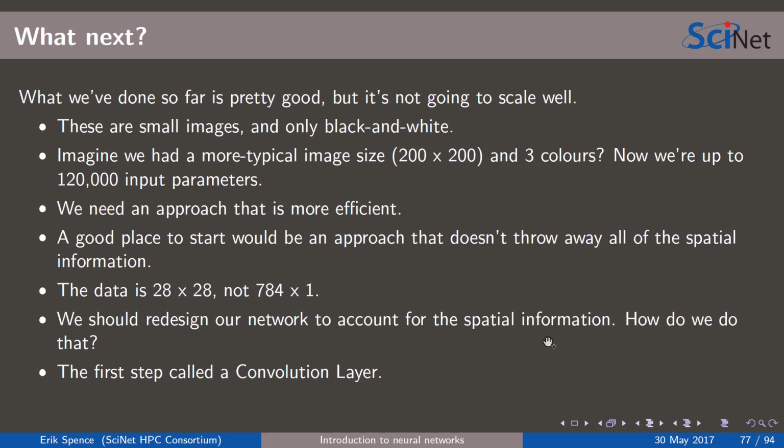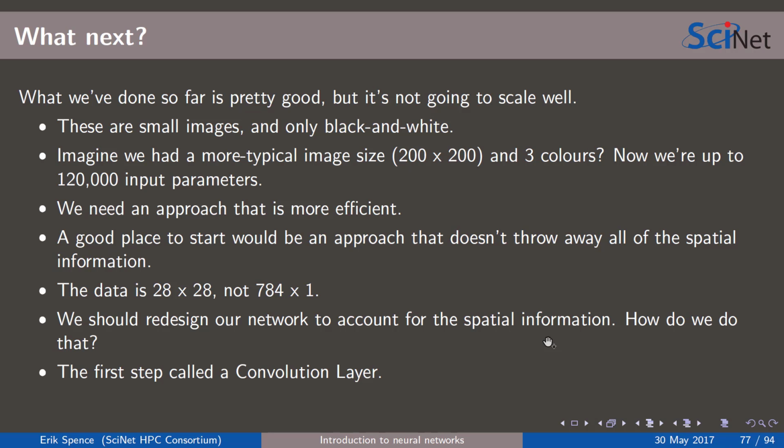And those aren't big by any means. Okay, so we're going to need something that's more efficient. An approach that we could look at is to use the spatial information, right? This is a 28 by 28 image. It's not a 784 by 1 image. Okay, so how can we redesign things to account for the spatial information? And the answer is what's called a convolution layer.